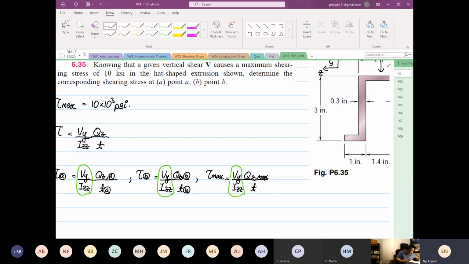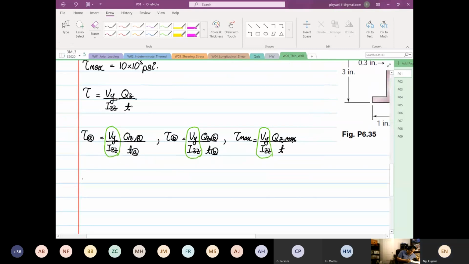The first thing we have to find is the ratio of Vy over Izz. If you have this value, you don't need to know what Vy is, and you don't need to know what Izz is. That is possible because we know that tau max now is 10 times 10 to the power 3. The only things we have to identify are Qz max, Qz at B, and Qz at A. Thickness is easy.